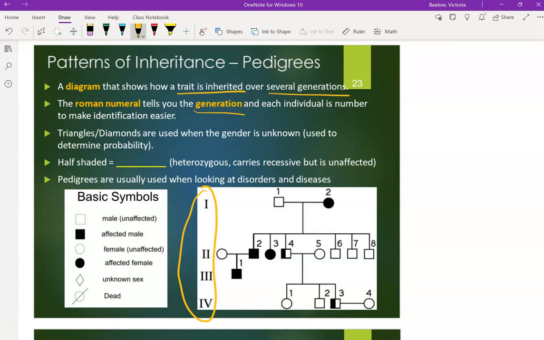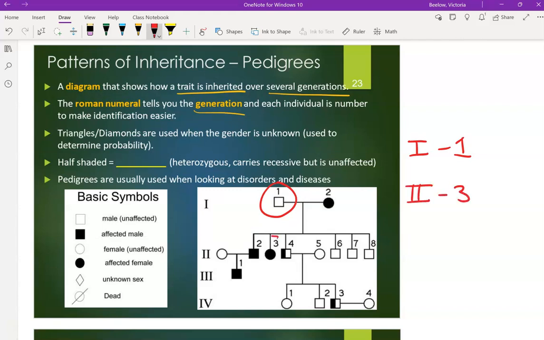The Roman numerals off to the side here will tell you the generation, okay? This helps us with identifying who is who in the pedigree. So, for example, Roman numeral 1-1 would be this person here. Roman numeral 2-3 would be this person here. So we use the Roman numeral first, dash, and then whatever number that person is in the pedigree.